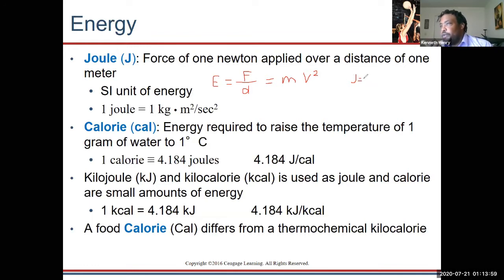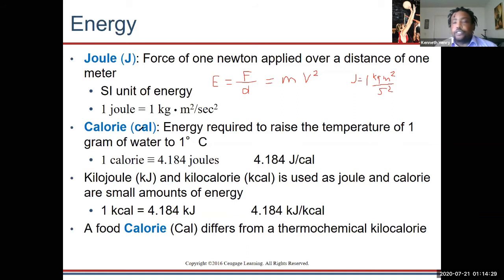So our units are going to be joules. 1 joule is basically going to be equal to 1 kilogram meters squared over seconds squared. Okay, which is shown right here. So joules are basically SI units, right? So that's the units that we commonly use in science for energy.